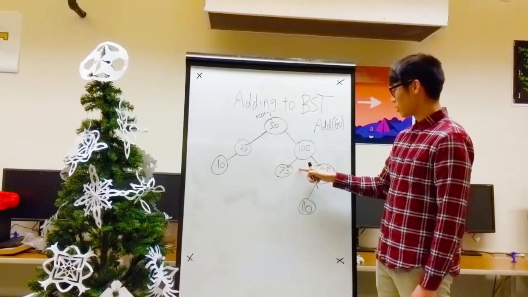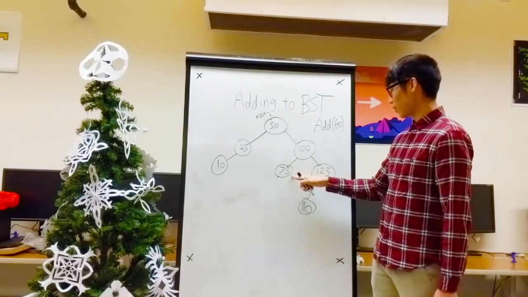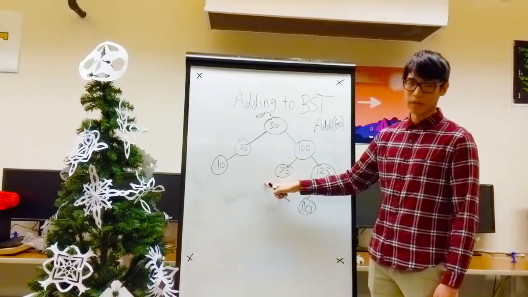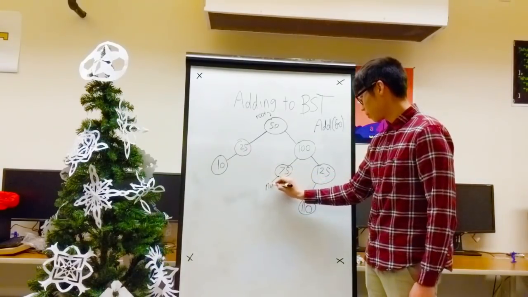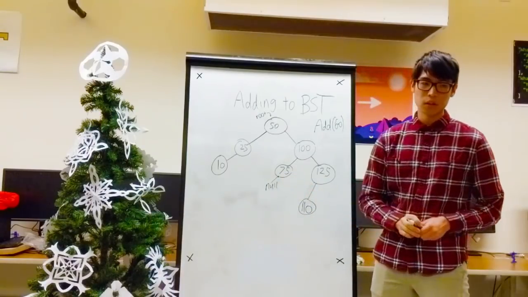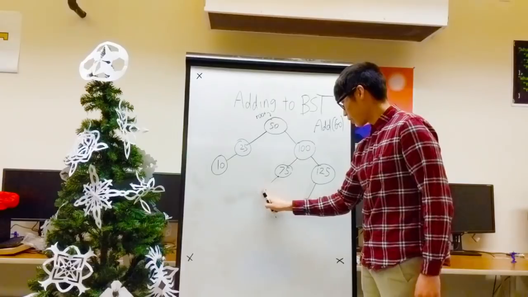And now that we're at this node, we compare 60 with 75. We see that 60 is less than 75, which means we need to look ahead to 75's left child. We see that 75's left child is null, which means because we've hit a null, we'll place the node there. So we create a new node with the value 60.